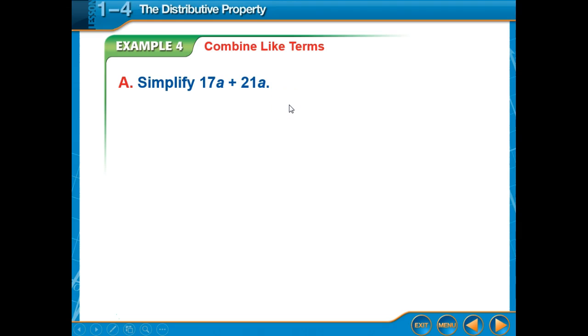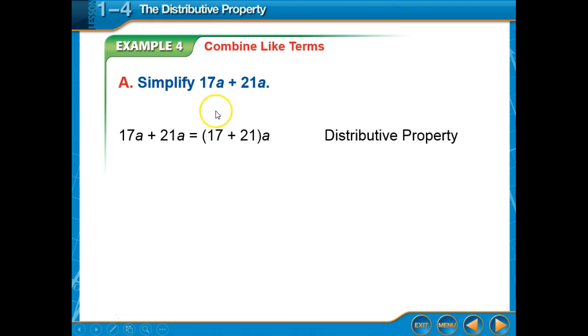And you can simplify that by combining and saying that, oh, I have 17 a's and I have 21 a's. Therefore, I have 38 a's. And that is your final answer there for that problem.